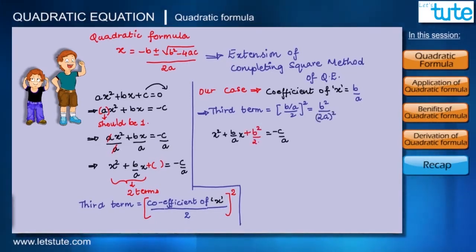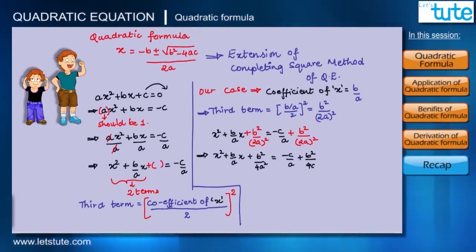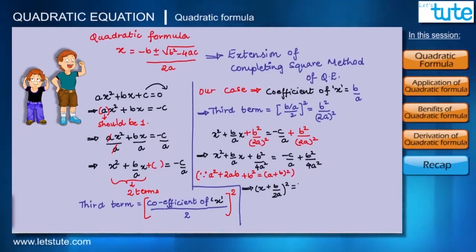So let's add this term on both sides for balancing the equation. So our equation becomes x square plus b by a into x plus b square by 4a square equals to minus c by a plus b square upon 4a square. And left hand side becomes x plus b by 2a the whole square by taking the reference of the famous mathematical identity a square plus 2ab plus b square, which becomes a plus b the whole square. And right hand side is b square minus 4ac upon 2a whole square.